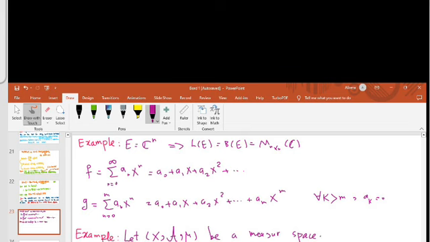Or we can consider this set L1 of X, equal to the set of all f from X to C, such that f is measurable, that you see the definition of this, and this integral be finite, okay?